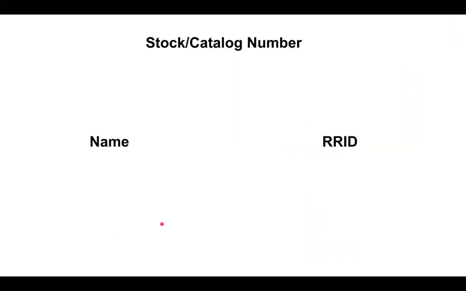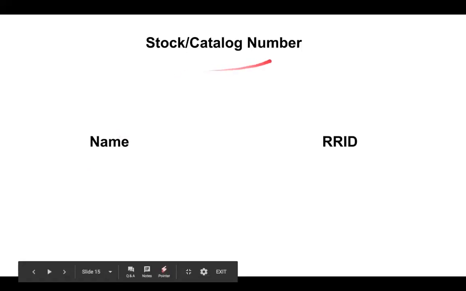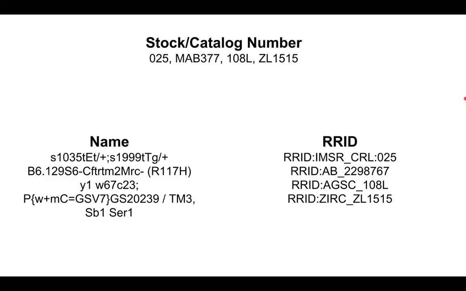But we often get this question: okay, so there are different ways to name that particular object, right? Any cell line, any organism, any antibody will have a name. It'll have a stock number or catalog number. Why do we really need this RRID? So let's look at some examples. Here's an example of a stock number, 25. How do we know that's a mouse? MAB 377, you might know if you're using antibodies that this is an antibody, but otherwise it's a little bit iffy, right? But if we look at the RRID syntax, these are a little bit more consistent.